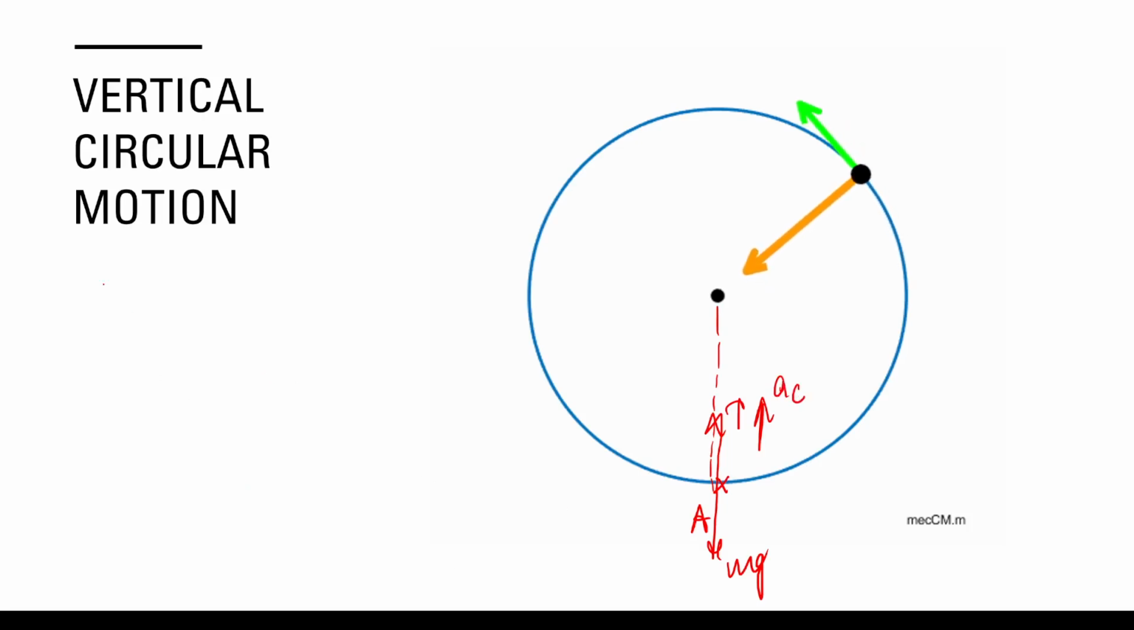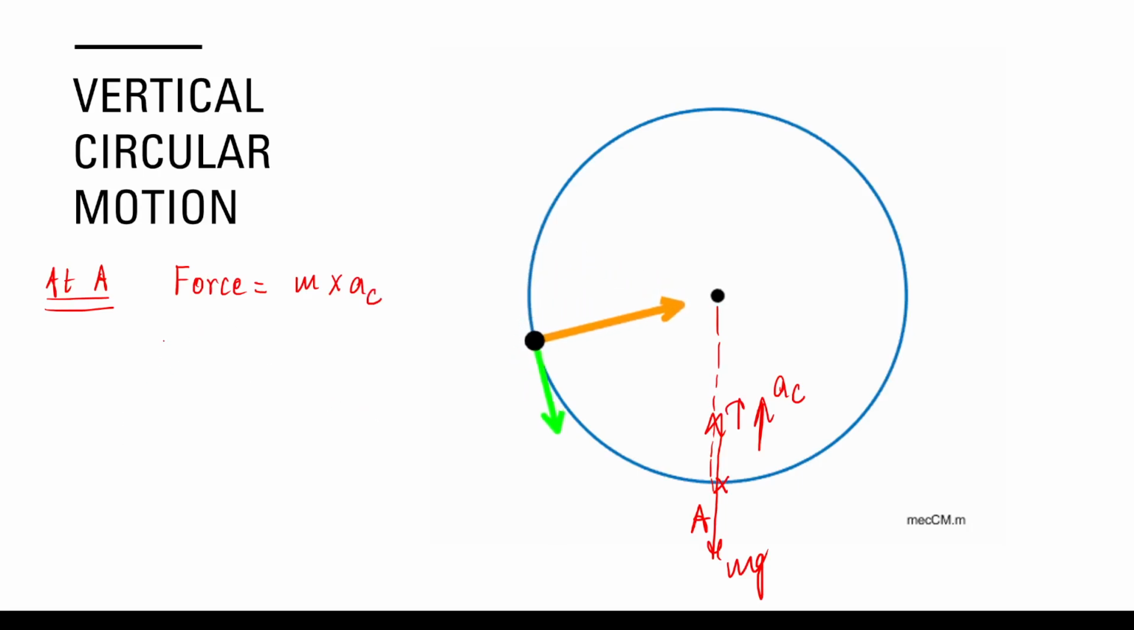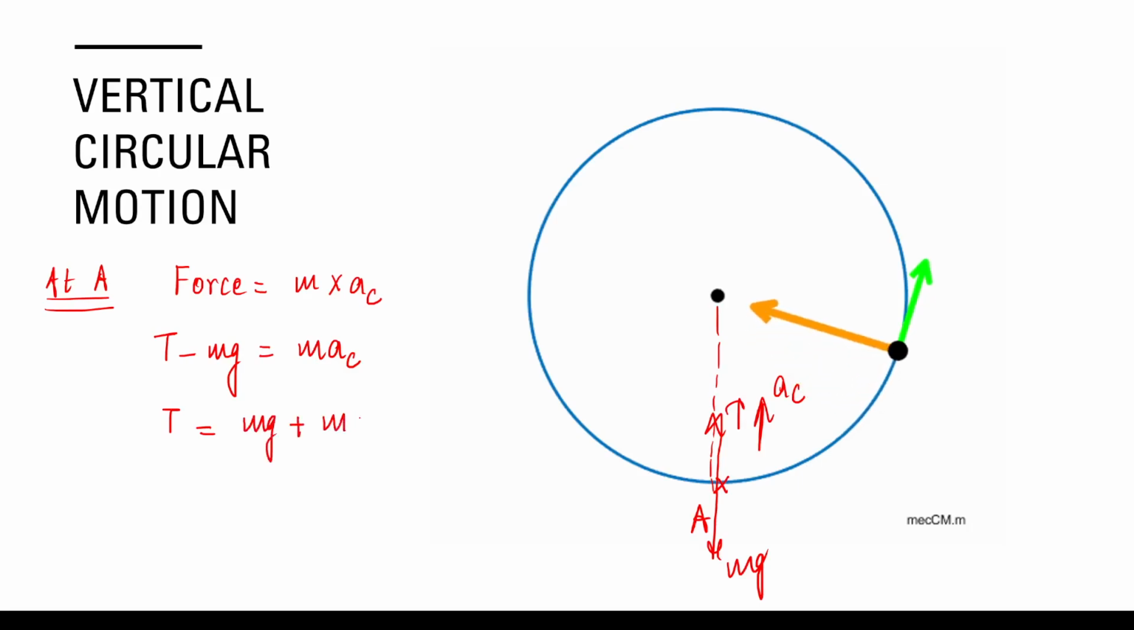So what's the net force on the body at A? I'm using Newton's second law. Net force is mass times acceleration, which is centripetal acceleration. Tension minus mg is mass times centripetal acceleration. Obviously now my tension would be mg plus m a_c. What is a_c? v squared over r.